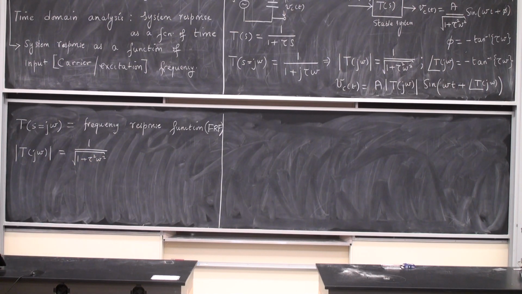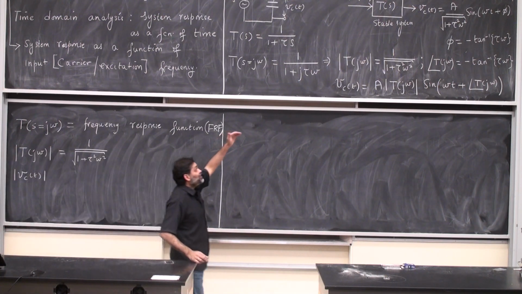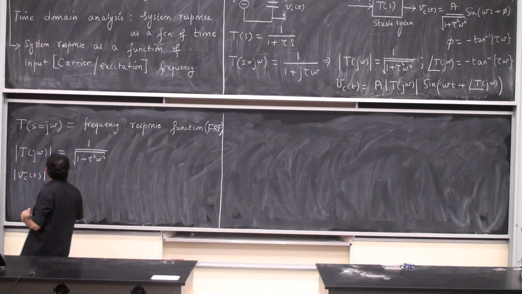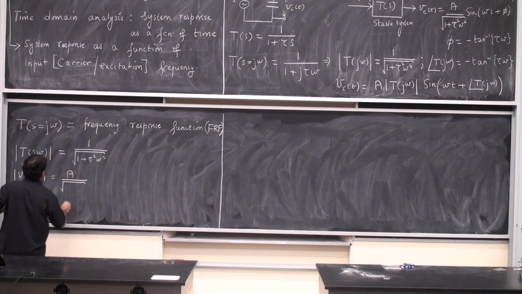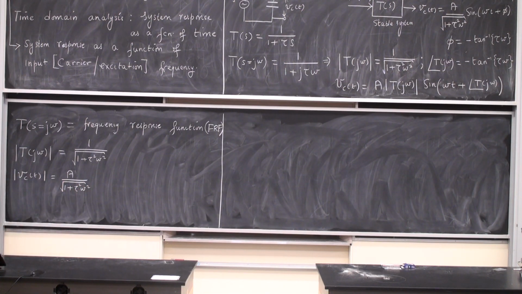Look at this now. I will take the magnitude of the output, which is Vc of t. What's the magnitude of the output? It's A divided by all of those terms, right? So that's A by the square root term. I will take the magnitude of the input. What's the magnitude of the input? It's capital A. And what do you see here? The magnitude of the frequency response function is nothing but the magnitude of the output divided by the magnitude of the input. And this term is called the total system gain, or just a system gain, or some people just call it only the gain.